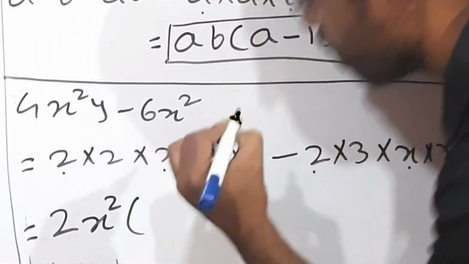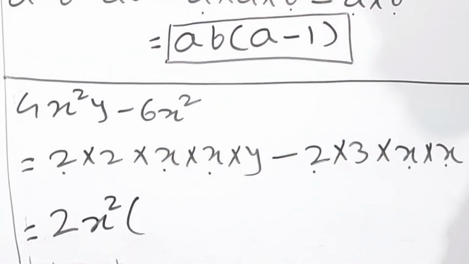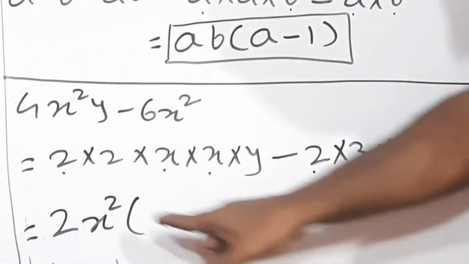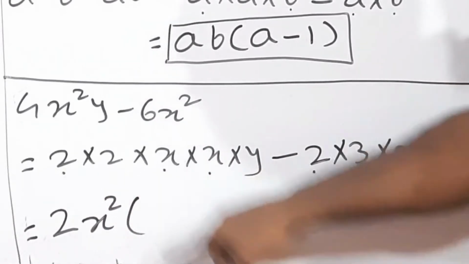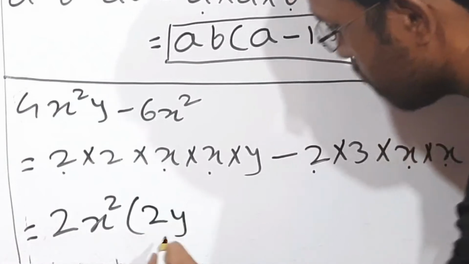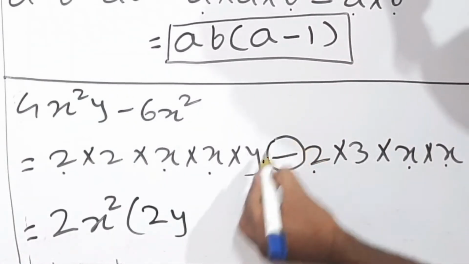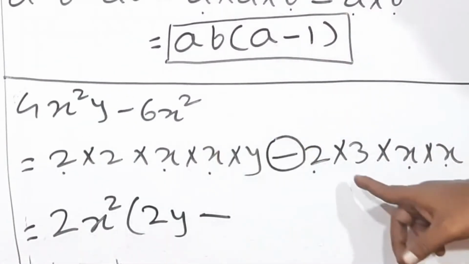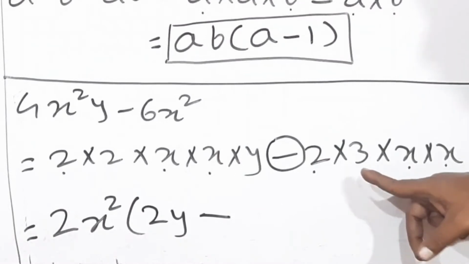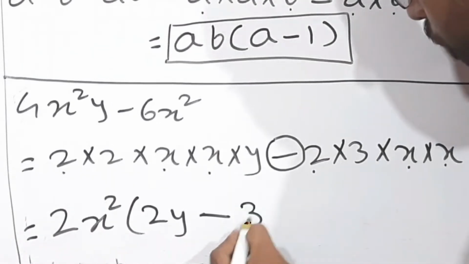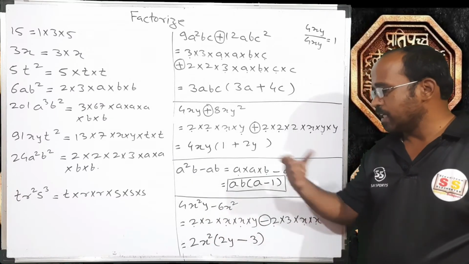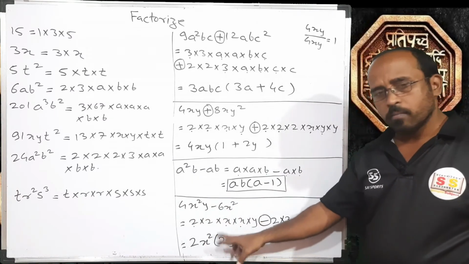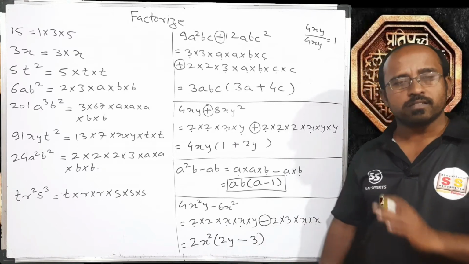Clear up to this? Let us see what will remain, that write in the bracket. So what is remained in the first term? 2 multiplied by y, so that is equal to 2y. Write this symbol of minus as it is. What is there in the second term? Only 3. Finish. 4x square y minus 6x square, its factors are 2x square multiplied by 2y minus 3.